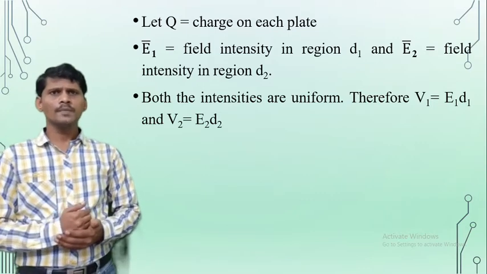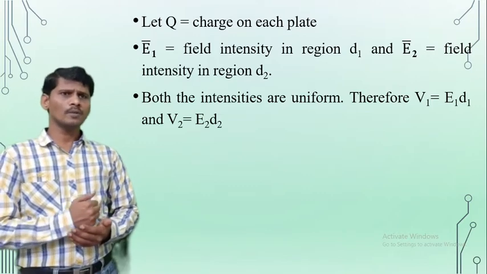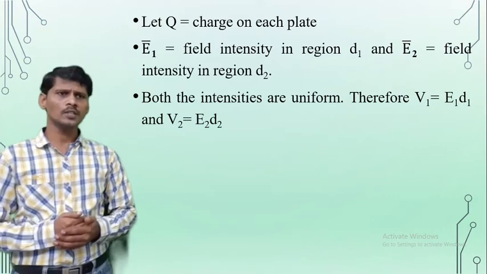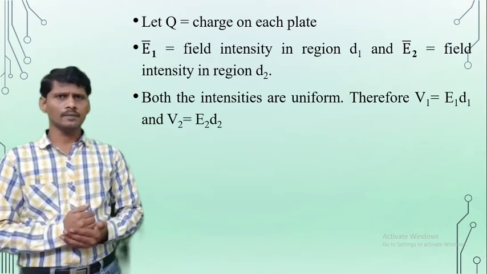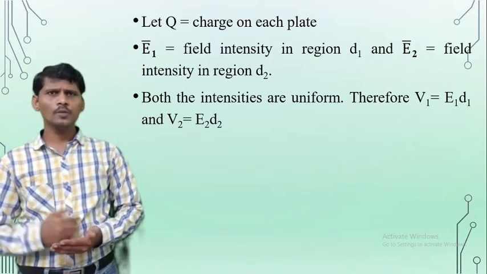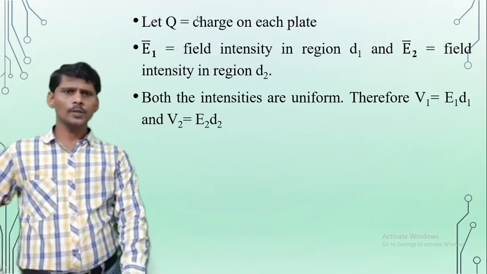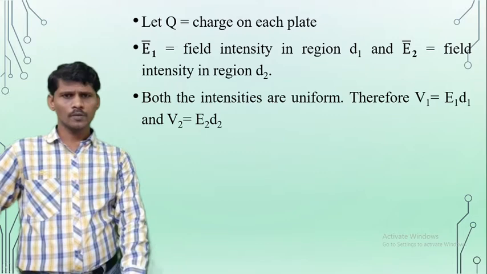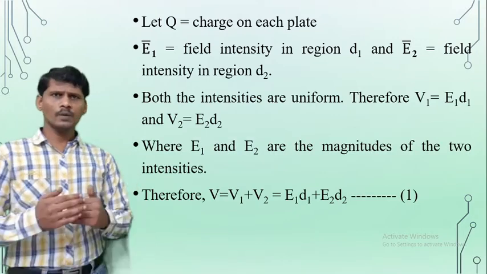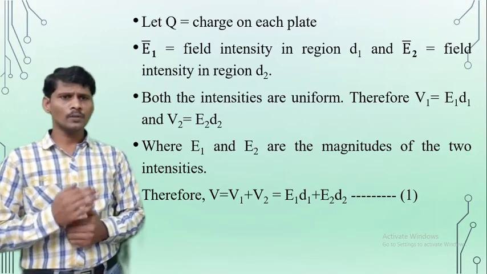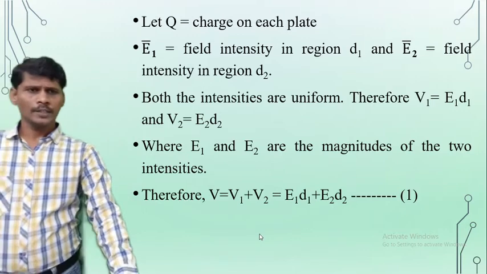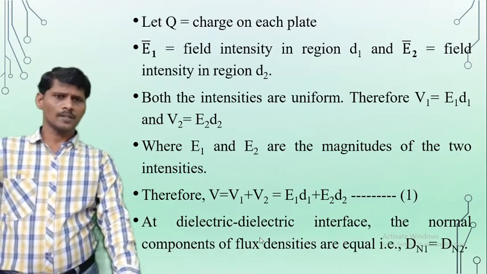Therefore, for a uniform electric field intensity, E is equal to V by d. So V1 is equal to E1 into d1, and in region 2, V2 is equal to E2 into d2. Therefore, the total potential V is equal to V1 plus V2, that is E1 d1 plus E2 d2, which is considered as equation 1.